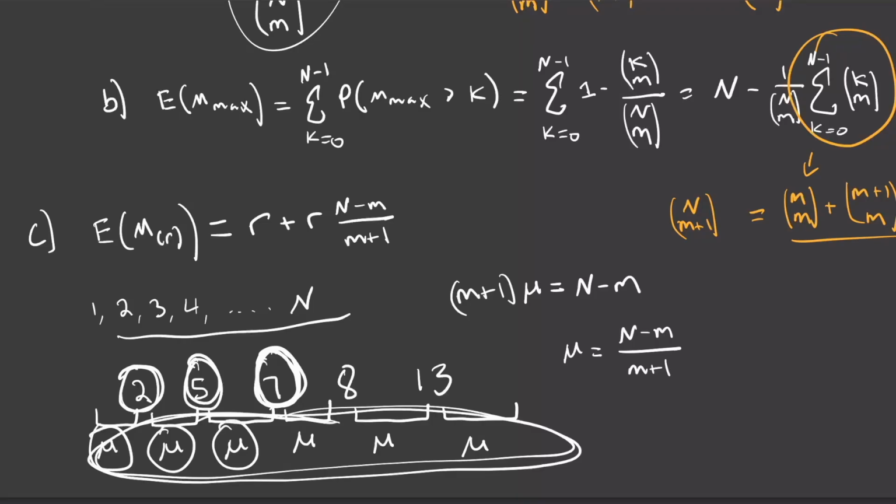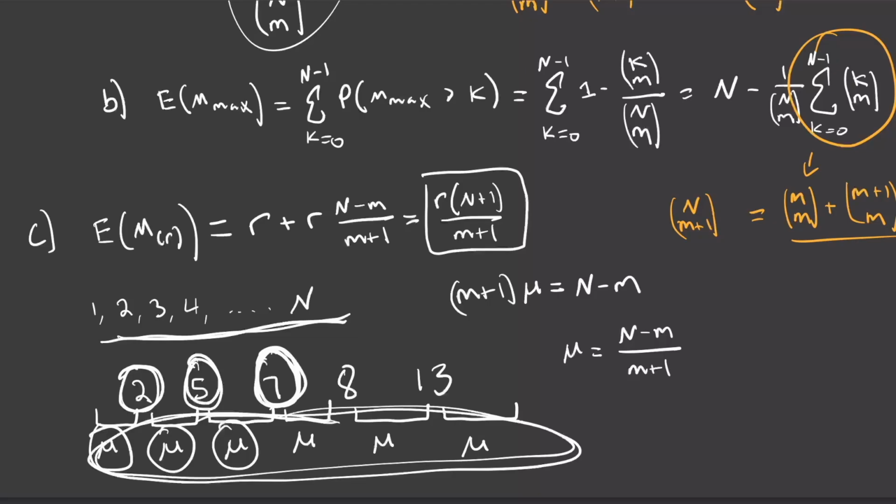And then we can use the exact same algebra that we did in part B, and we're just left with, at the end, r times n plus 1, divided by m plus 1. And that is the expected value of the rth order statistic in this case, when we have these balls in this sequence, 1, 2, 3, 4, all the way up till n.